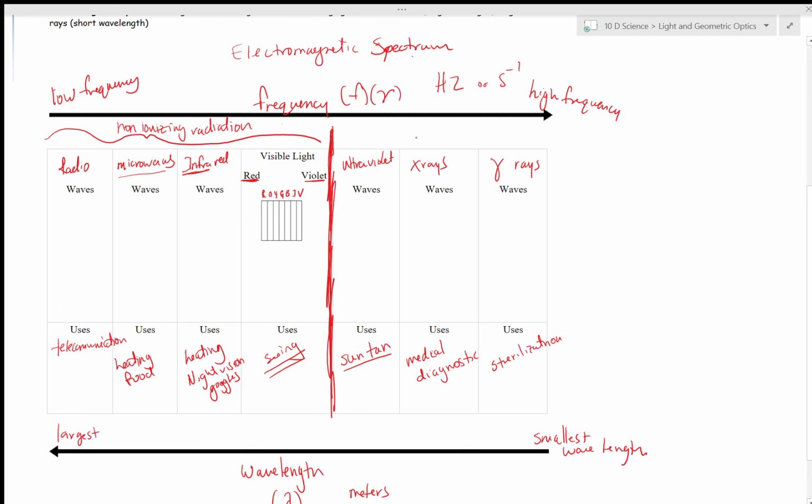Everything beyond the line between violet and ultraviolet is what we call ionizing radiation. Ionizing radiation has the potential to damage cells, in particular damage DNA, and can cause things like cancers and other things like that. So just something to think about and look at.